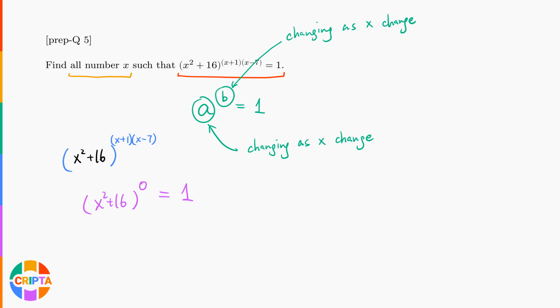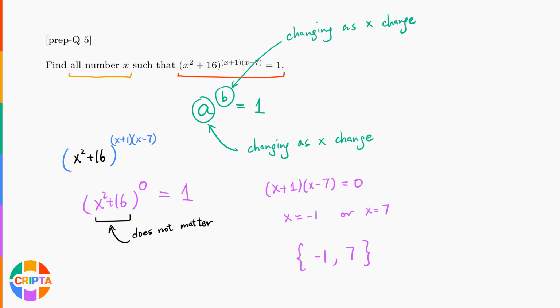The insight we need here is that, x squared plus 16 being a number greater than 1, the only way for a power of it to be 1 is when the power itself is 0. And when the power itself is 0, the actual number x squared plus 16 doesn't matter much, except when it is 0, which is not happening here. Therefore, the whole equation can be simplified as (x plus 1)(x minus 7) equals 0. That's the only possibility. It is a sufficient and necessary condition. And solving it will give us x equals minus 1 or 7.